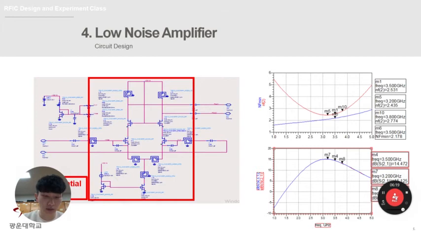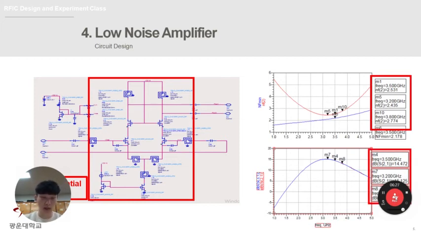It is a differential LNA circuit designed using ADS. It usually aims at NF specifications of less than 3 dB and must meet other specifications such as gain and linearity.